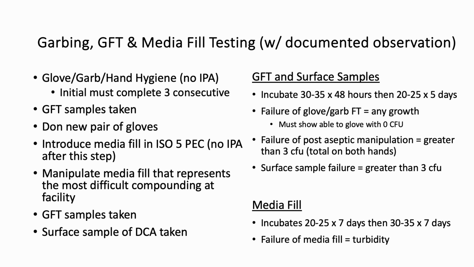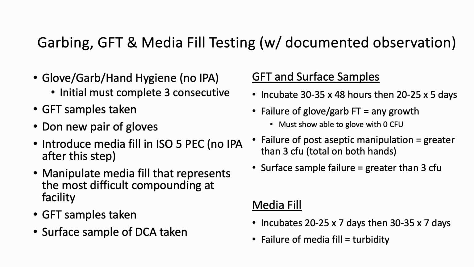Garbing, glove fingertip testing, and media fill testing occurs with a documented observation. The reason for this is that you can not only fail the process of the task, but also through a documented observation. When it comes to testing for glove, garbing, hand hygiene, the person will proceed with the entire garbing process. They will don sterile gloves and fingertips will be tested, and they will show that they can actually do the process and grow 0 CFU on their fingertips through this entire test without using IPA or isopropyl alcohol.